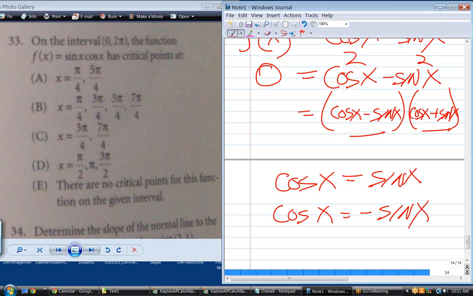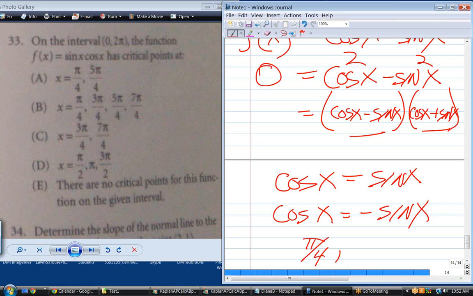Well, what's the most common place where cosine x equals sine x? What angle? 45 degrees. Right. In other words, square root of 2 over 2 for both. So we know that pi over 4 is one answer.